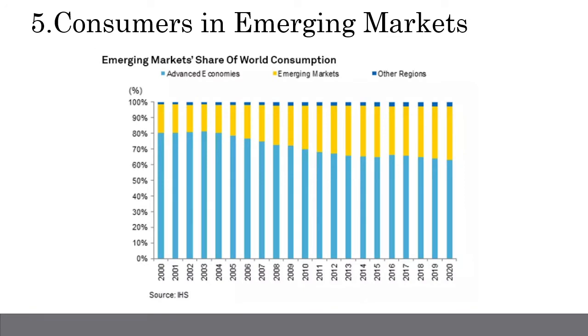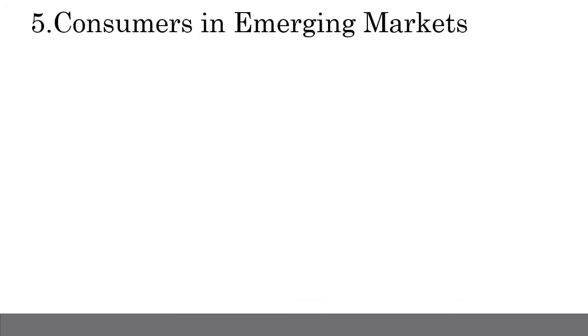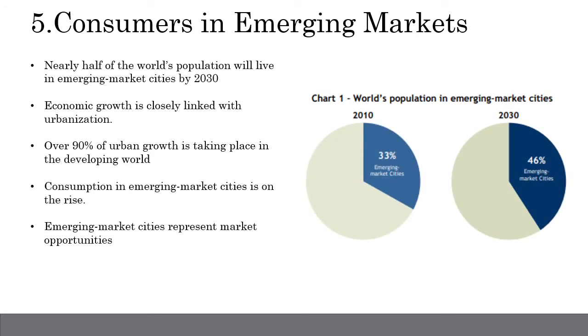So the fifth topic is related to consumers in emerging markets. As can be seen in this very interesting chart, emerging markets are increasingly occupying a larger share of global consumption. Nearly half of the world's population will live in emerging market cities by 2030. Economic growth is closely related with urbanization, as can be seen in this graph right beside.